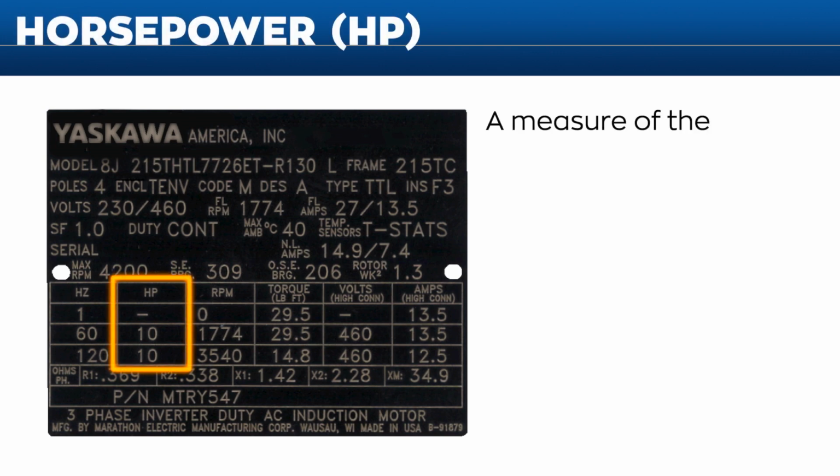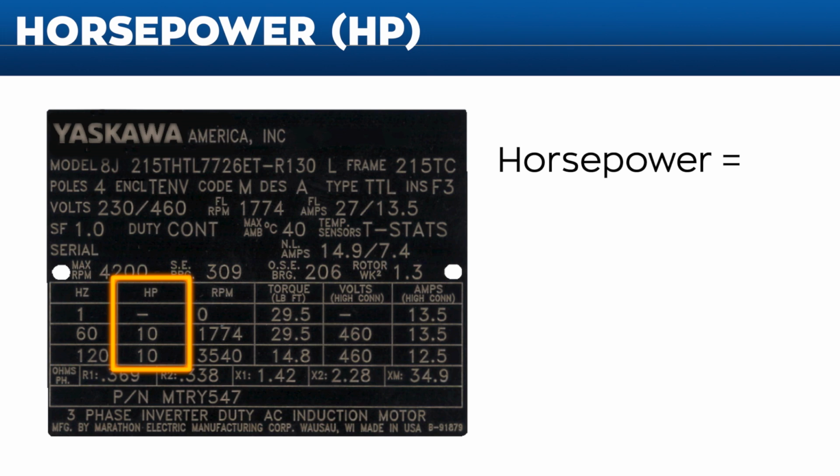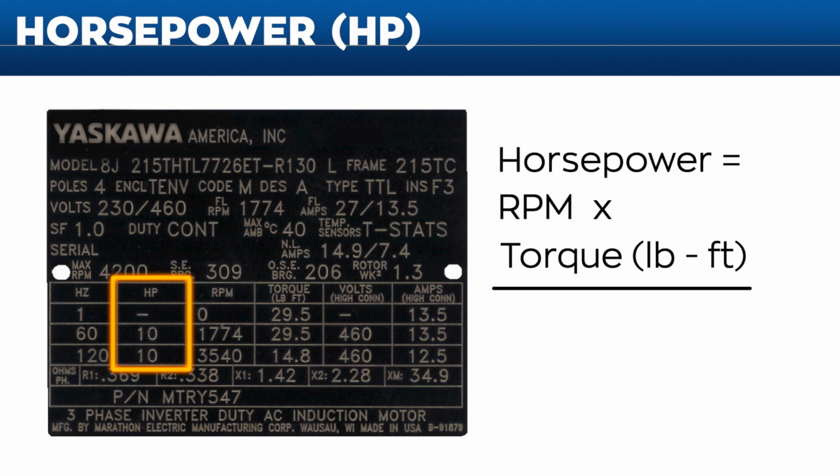Horsepower is a measure of the motor's mechanical output rating and its ability to deliver the needed torque for the required load and at the rated speed. You can calculate horsepower by multiplying the motor's speed times the amount of torque in foot-pounds and then dividing that sum by 5,252.